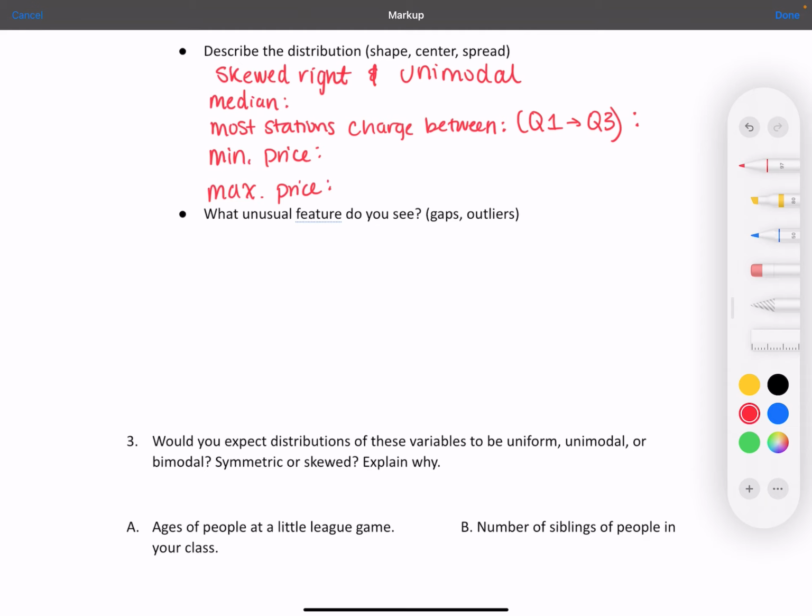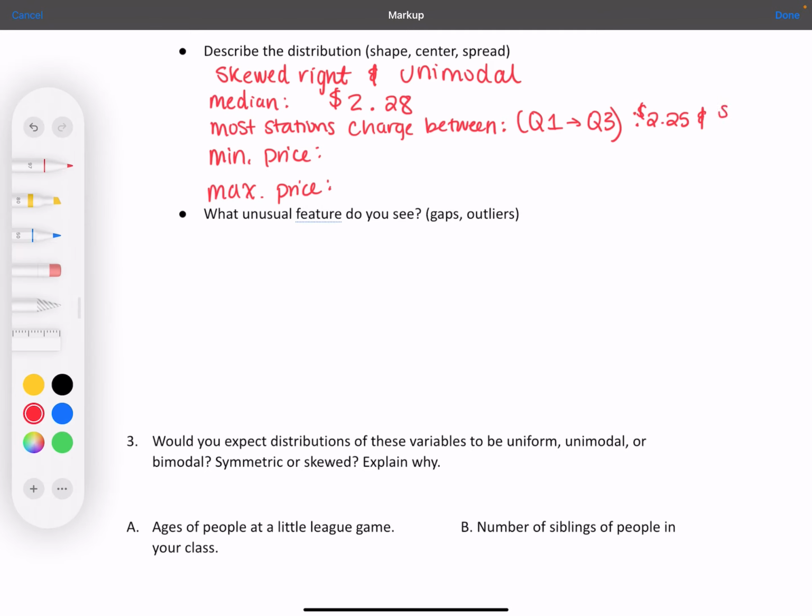All right, so the median was 2.275. We're in dollars, so only 2 decimal places, so $2.28. Most stations charge between $2.25 and $2.35. That's a lot of money. The min was $2.21 and the max was $2.46.